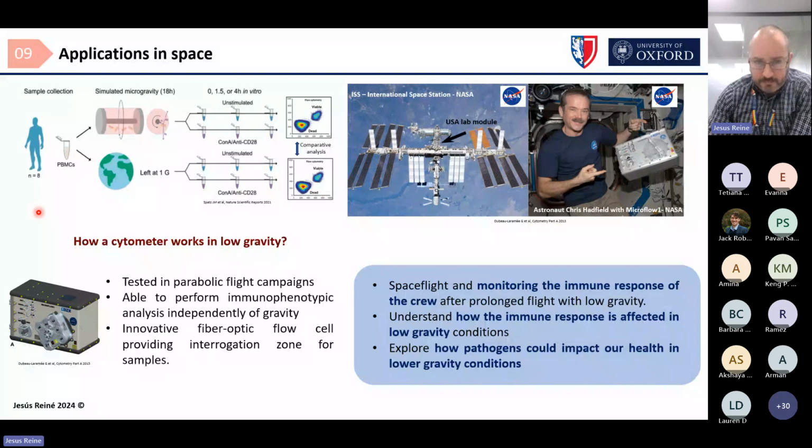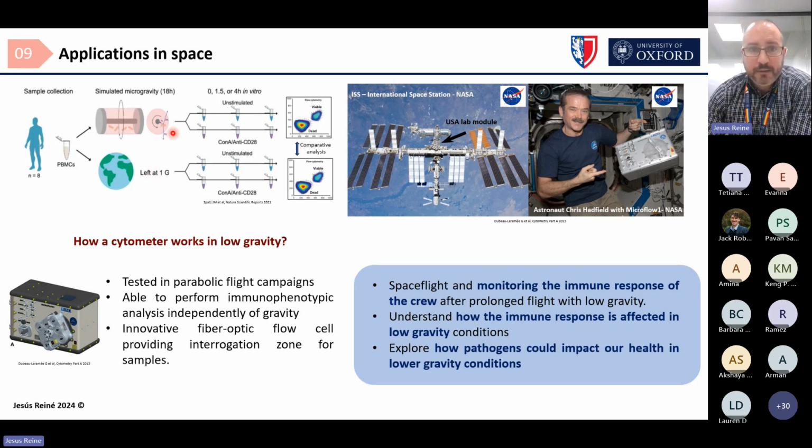Most of the studies were developed in the past. They usually collect samples from the crew of the space flights, taken under simulated or microgravity at a specific time, and also samples from the same individual taken under the gravity that we have on Earth, okay?